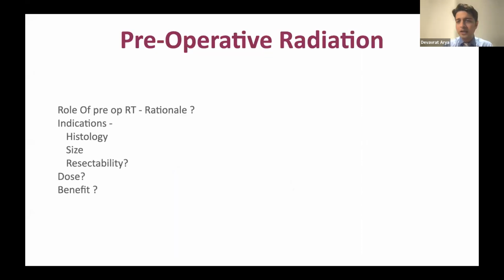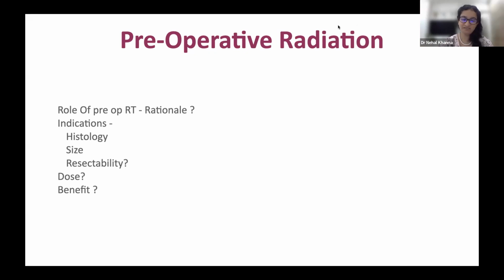So I'll very quickly come to Dr. Nehal, and I've tried to make it easy. So Dr. Nehal, we've looked at some of the evidence, particularly the STRAS trial. How do you see the role of preoperative RT? What is the rationale? And I'll add the question: if you are going to offer a preoperative RT, what are the factors you look at? Histology, size, and particularly resectability.